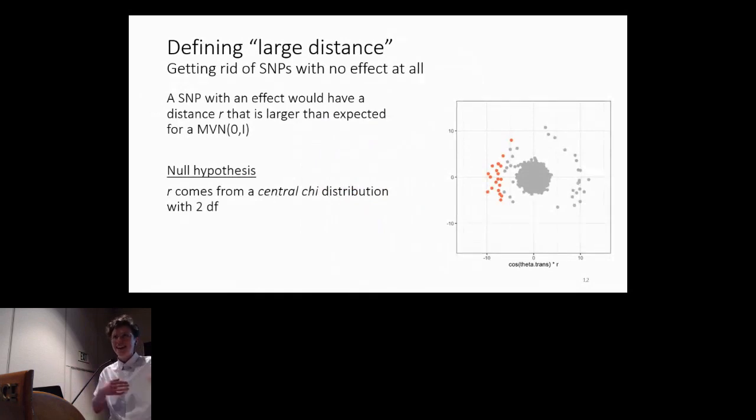Now we again need to take one step back and think about, what is actually a large distance? What is large enough? Remember, the purpose of this step is to get rid of the SNPs that just don't have an effect at all, not trait-specific, not shared.